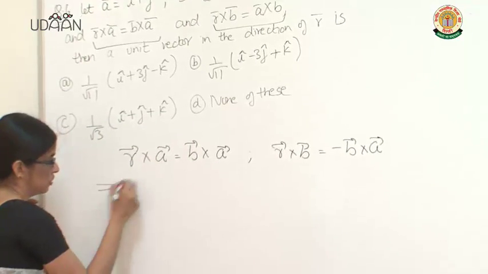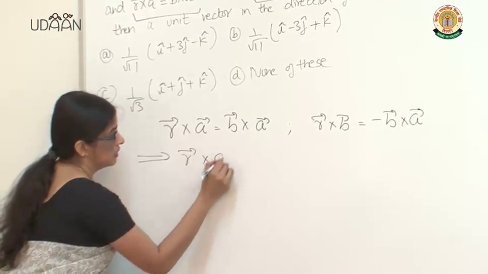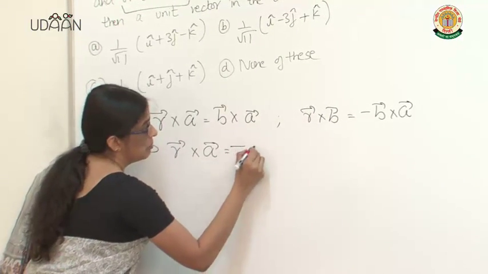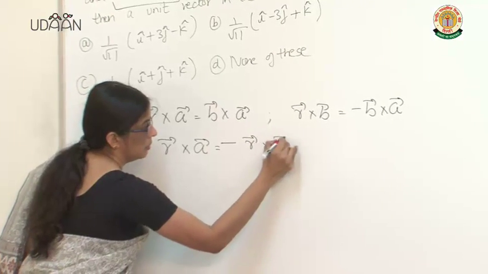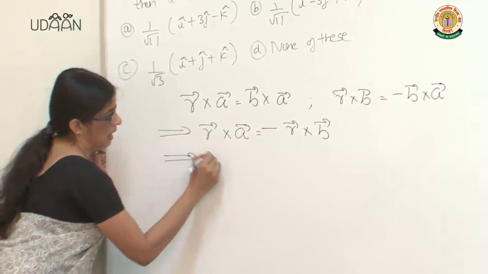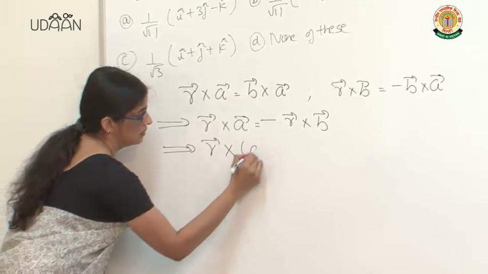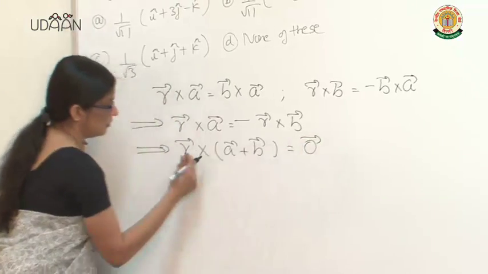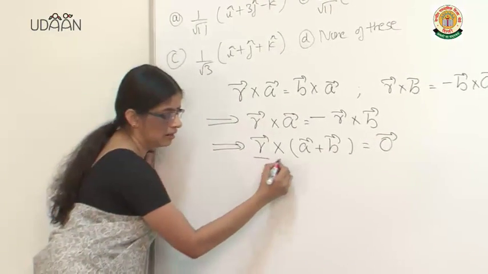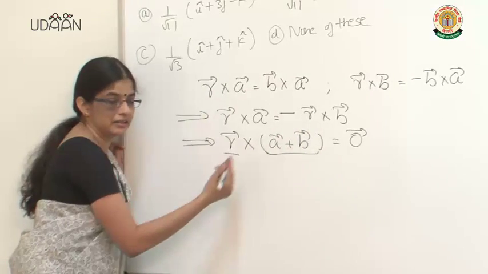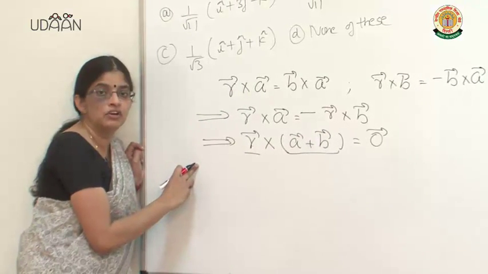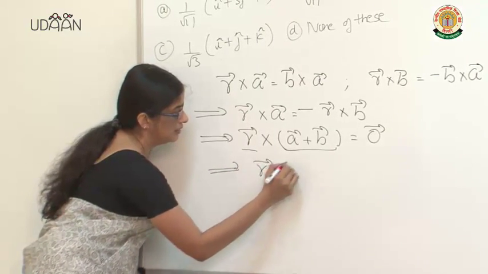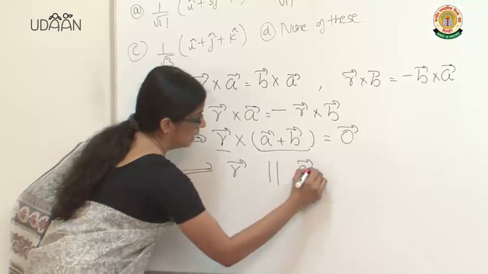Simplify these two relations. R cross A equal to B cross A; put the value of B cross A as minus R cross B. This implies R cross A plus B equal to 0. Cross product of vector R and A plus B is a null vector. When do we say cross product is 0? When the vectors are parallel. This implies vector R is parallel to vector A plus B.